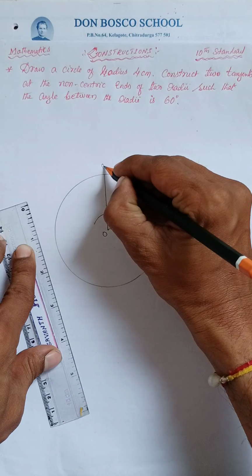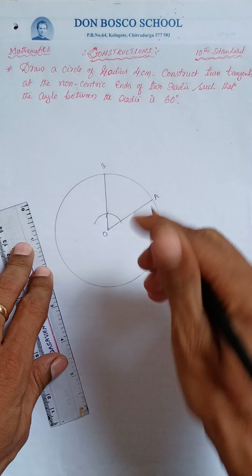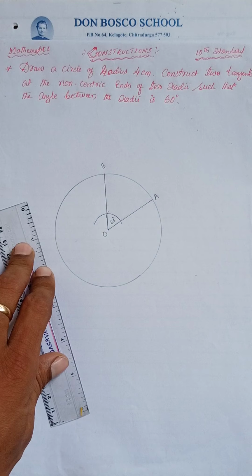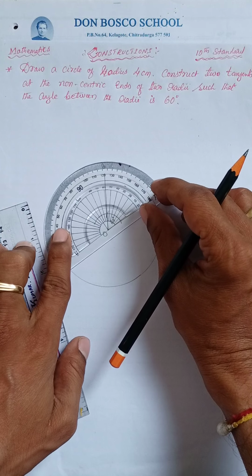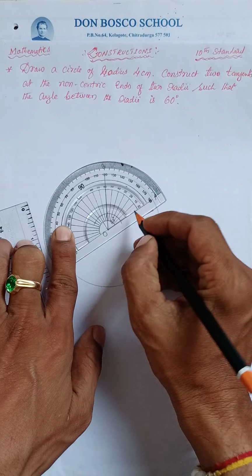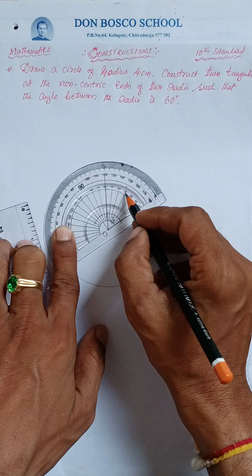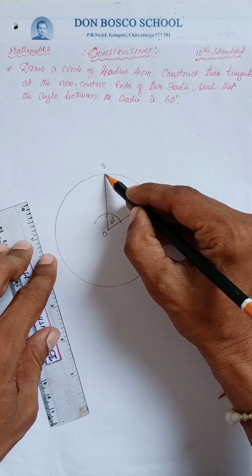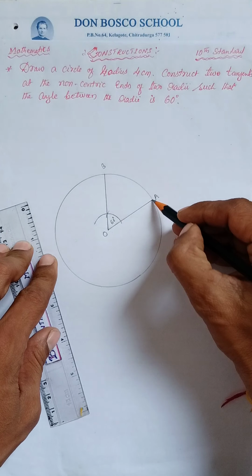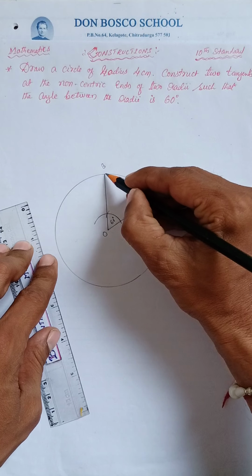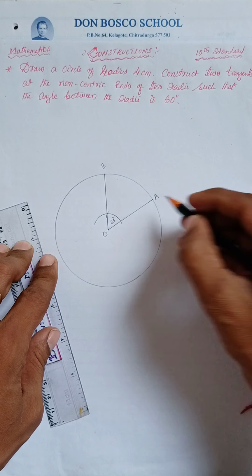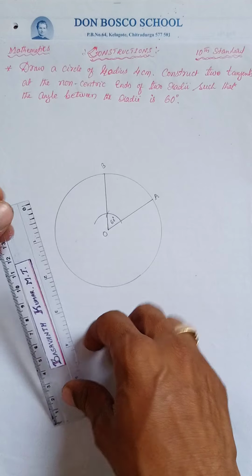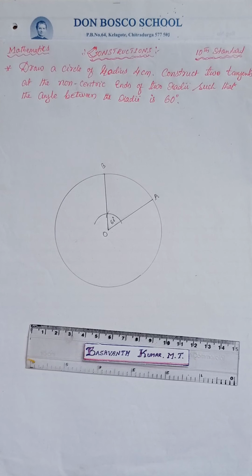This is B. Let me call that as B. This is 60 degree, of course. You can measure. This will be accurately 60 degree. See, 0, 10, 20, 30, 40, 50, 60. Okay. Now, here we have to construct two tangents at the non-centric ends of two radii. Means here, at this point, A and B are the contact points now. At A and B, we have to construct two tangents.